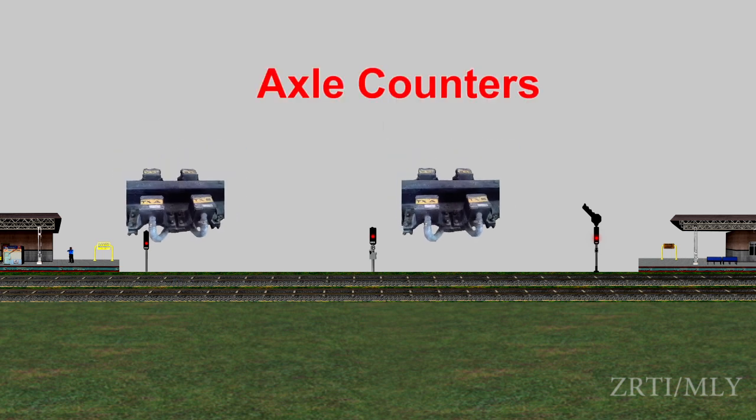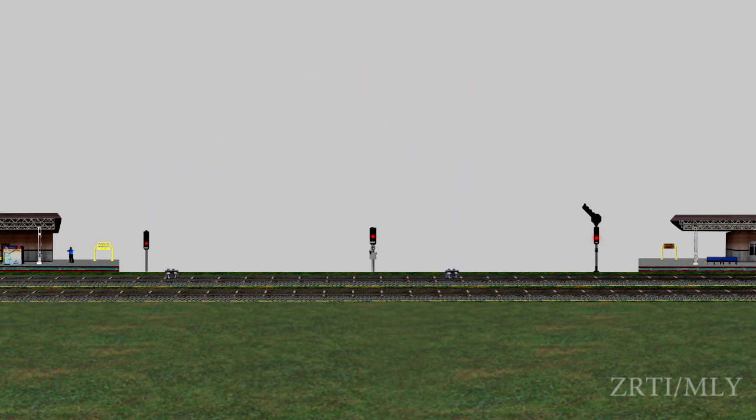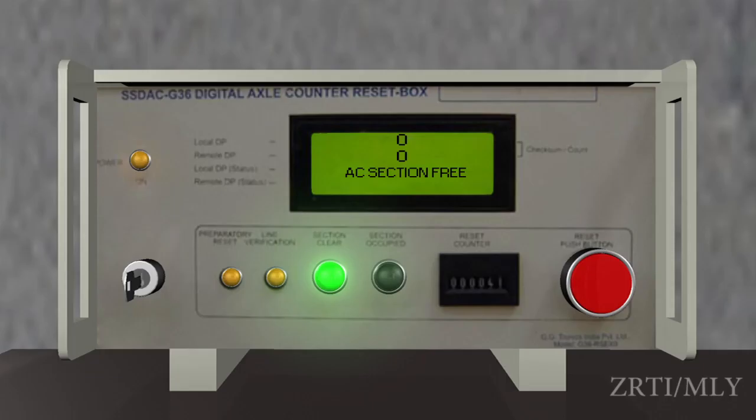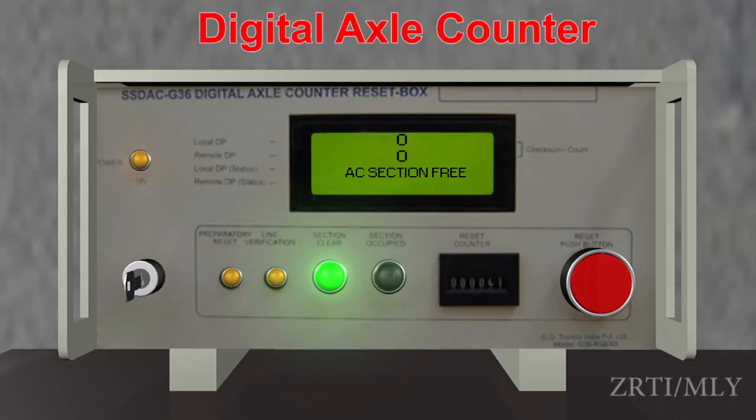Axle counter is an electrical device which, when provided at two given points on the track, counts the axles passing in and out, and indicates whether the section of the track between those two points is clear or occupied. There are two types of axle counters: analog axle counter and digital axle counter.